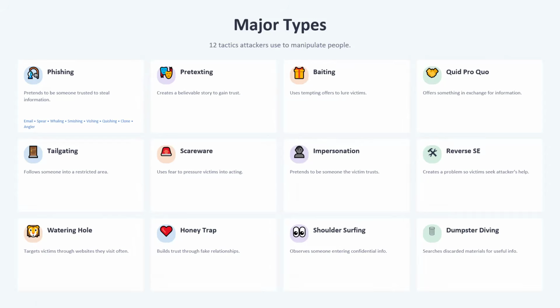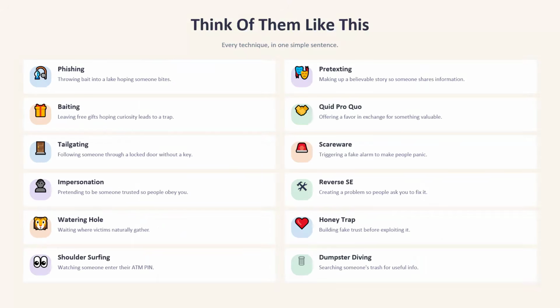So yeah, and then to give you the analogy that I've been dying to: first, start with phishing, like throwing bait into a lake, hoping someone takes the bait. Pretexting, like making up a believable story so someone would give you their own information. Baiting is leaving free gifts, hoping that curiosity would lead to that trap. Quid pro quo would be like doing a favor in exchange for something valuable. Tailgating is following someone through a locked door without a key.